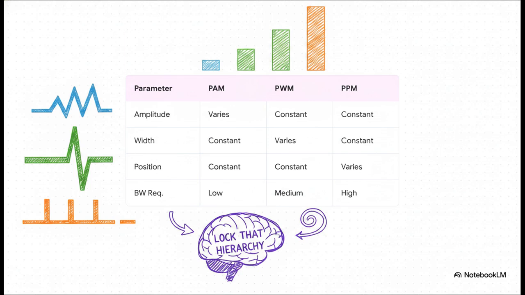Now, here's the guaranteed exam trap, the bandwidth hierarchy. Because PAM varies the amplitude, you might logically think it's the most demanding on the system. Actually, scratch that, it's the exact opposite. It's the lowest. PPM, pulse position modulation, requires the absolute highest bandwidth of all 3. Lock this into your brain right now. PAM is low, PWM is medium, and PPM is high.